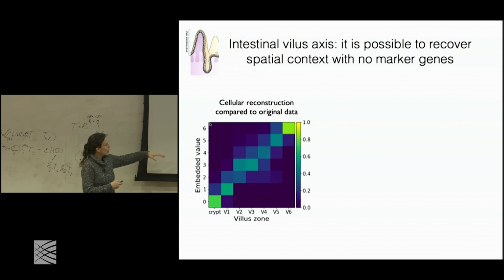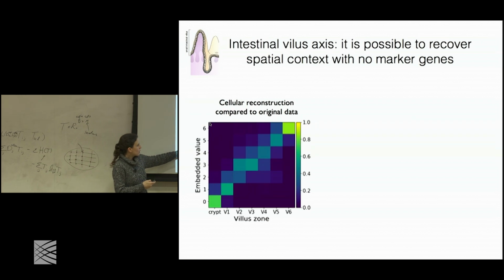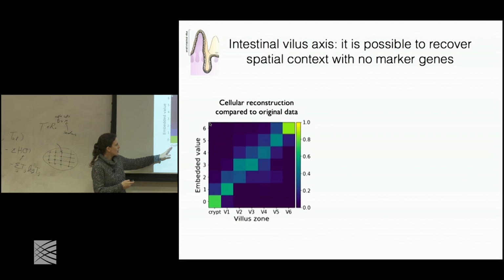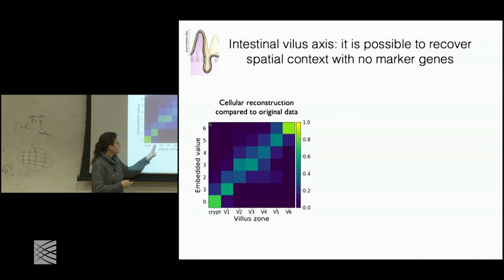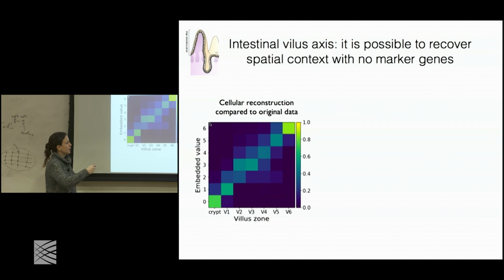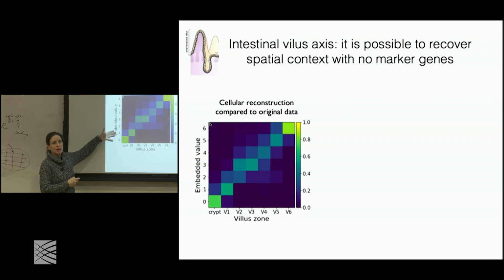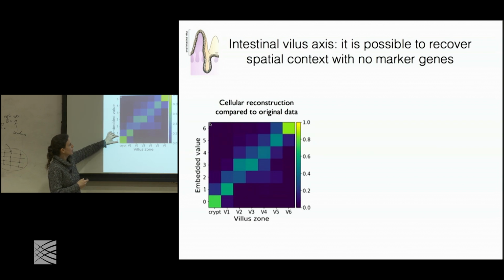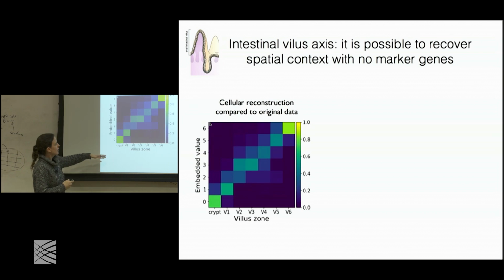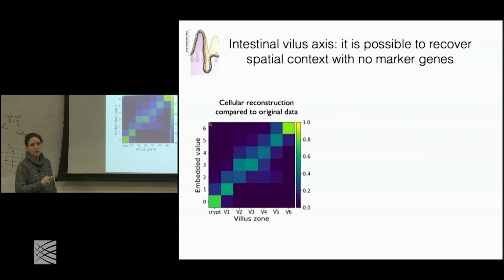So here you see a heat map where the cells originate from either the crypt or one of 6 zones across the villus. And then on the y-axis, we see our predictions for the assignments to different zones. We see that our predictions concentrate relatively nicely along the actual original zones that the cells originated from.